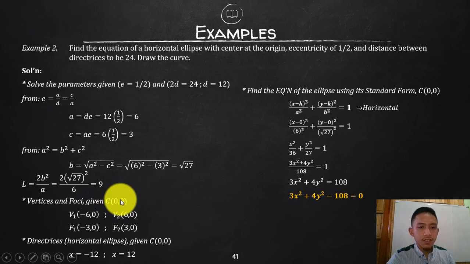So if your center is at (0, 0), since this is opening horizontally, it means that your other points are located horizontally with your center. So it means that the y coordinate of the foci and the vertices is always 0. The vertices and the foci are all y equals 0 because they are at the same elevation, since that is a horizontal ellipse.